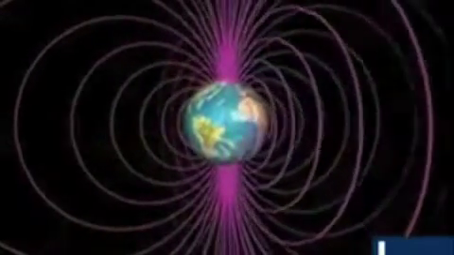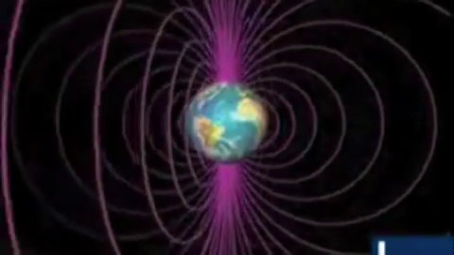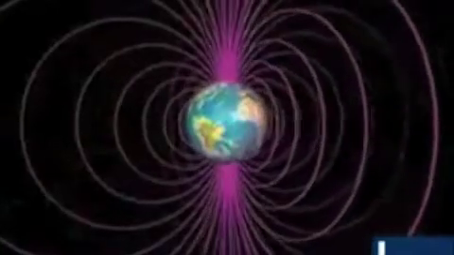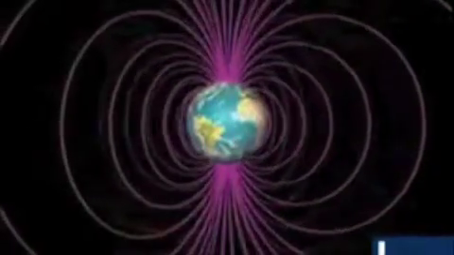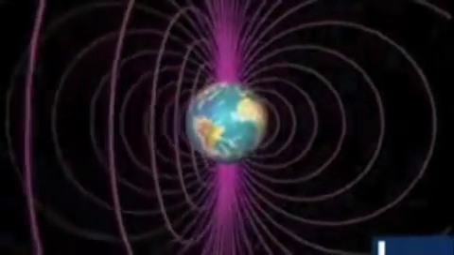In the northern hemisphere, magnetic north is really a south pole. It attracts the north pole of a magnet in a compass, but not always. Every few 100,000 years, the poles reverse, and no one knows why.